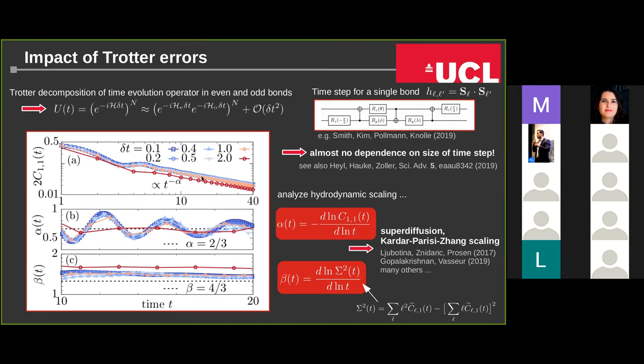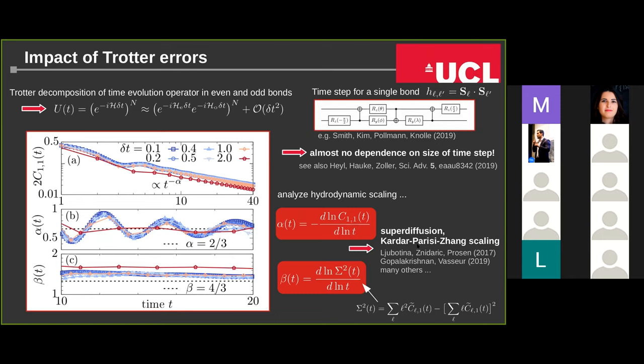So we looked at this hydrodynamic tail and looked at how this decays, what the power law is here. You can get this power law by a log derivative of this curve, and this is shown here in the central panel. You can see that there are some oscillations in the slope that you can almost not see in the upper panel. But again, even in this really zoomed-in representation, the different time steps have almost no impact. All curves are basically on top of each other, and you oscillate around this mean value, which is 2/3. This confirms that spin transport in this integrable model is superdiffusive and actually even described by the Kardar-Parisi-Zhang universality class.